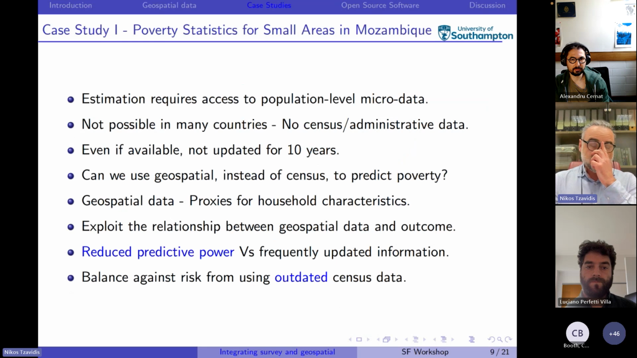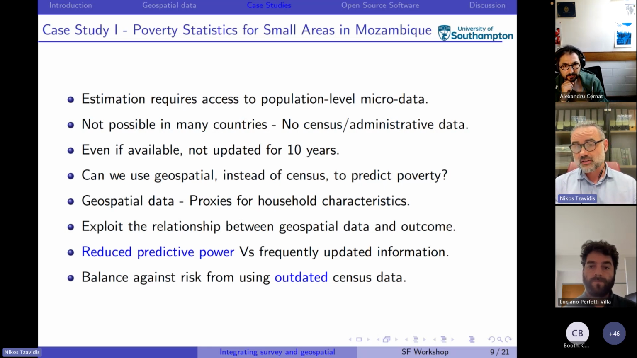Okay, so the first case study I'm going to present here is about poverty statistics, in this case for small areas. The example that we're using here is not a UK-based example for now. It's a case in Mozambique. In many cases, we have examples from countries like Mozambique or other countries in Africa, because in these countries we don't have census data, or the frequency with which census data occur is not every 10 years.